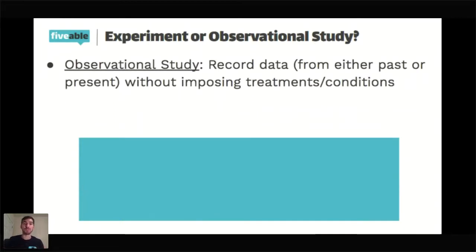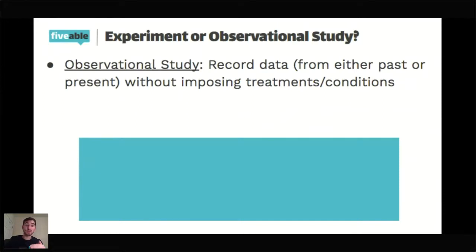You are observing what's going on. So you will record data, whether that's from the past or the present, without doing anything to the individuals in your study. So we're not going to assign anything. We're not going to hand out any treatments. We're just going to see who does what and start recording data based on that.